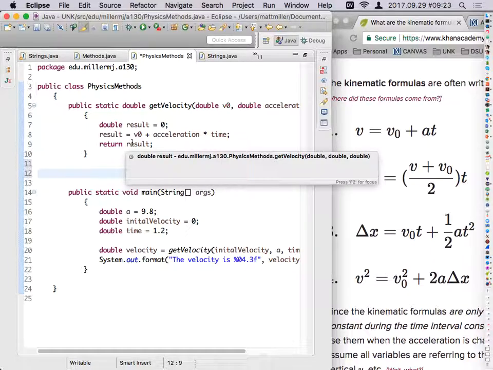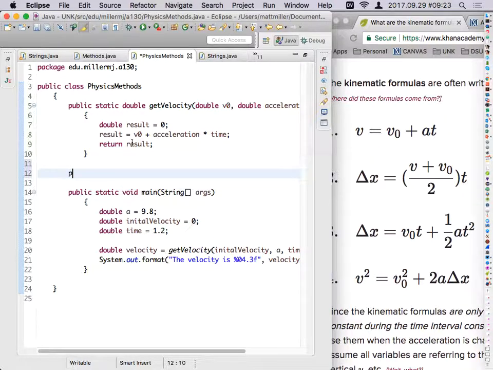What do I need to do? You guys are the experts. I'm only going to type what you tell me. Okay, I'll pick it for you. Get displacement. Right? Delta X displacement. That's good. It's very verbose, but very good.